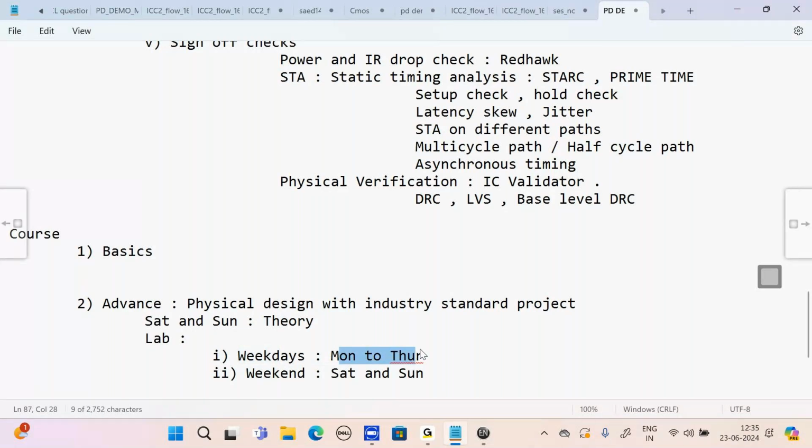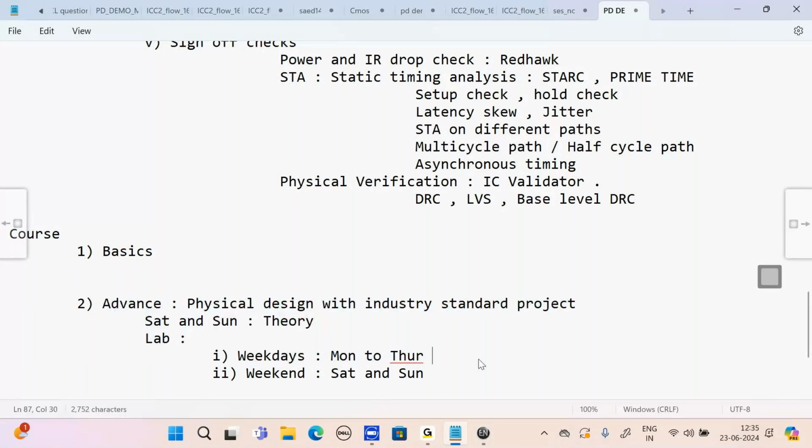See, this weekend lab is planned only for students who are not able to come on weekdays, because some of them will be working. They will be doing this course only on weekends. For them, they can attend the theory in the morning and the lab in the afternoon. Other students can attend the lab from Monday to Thursday. This is how the advanced part works.